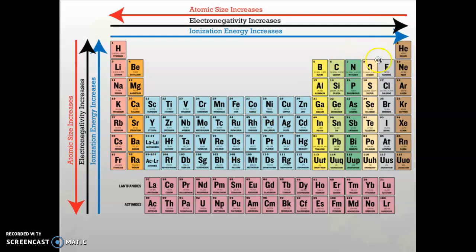So just remember that as a general rule of thumb. Whichever one that's closer to the lower left will be the biggest. The one to the upper right will be the smallest. And then the opposite for ionization energy and electronegativity. So where the atom is the biggest down here, it would have the lowest ionization energy or electronegativity. And where the atom is the smallest up here, it will have the highest electronegativity and ionization energy.